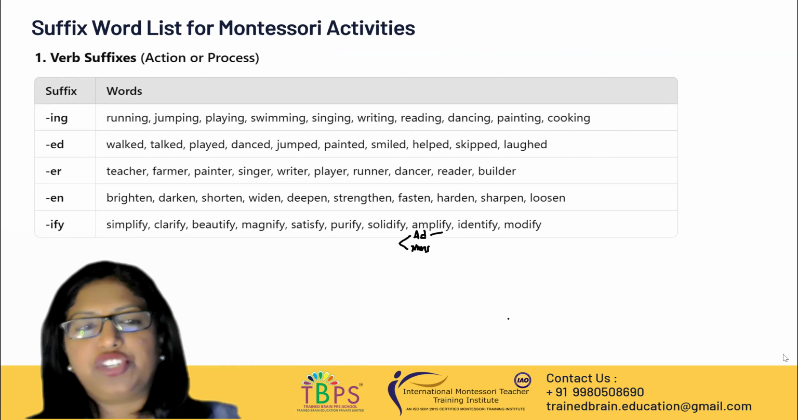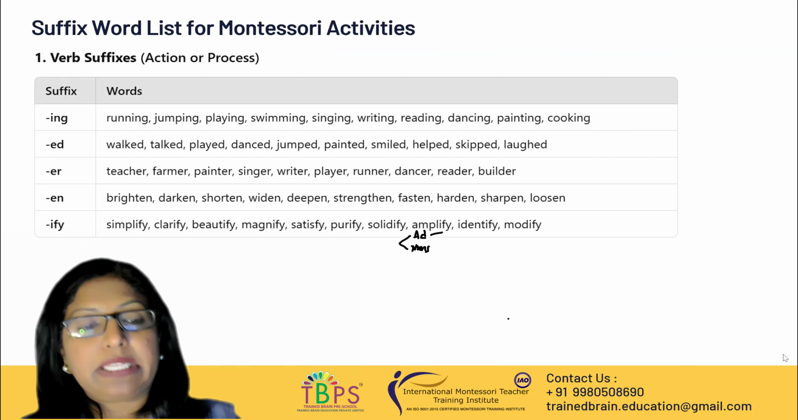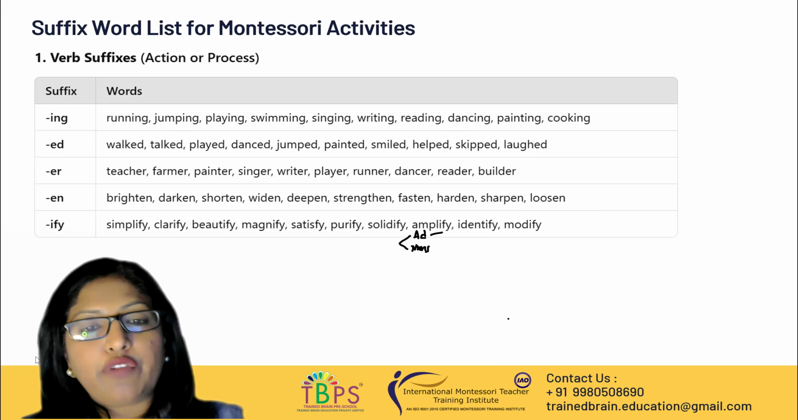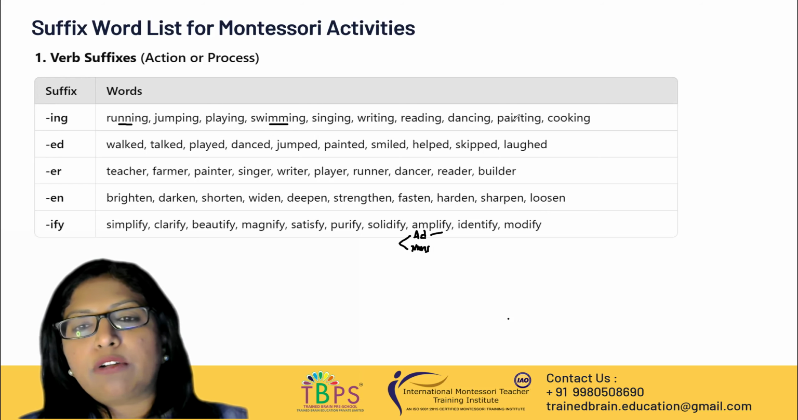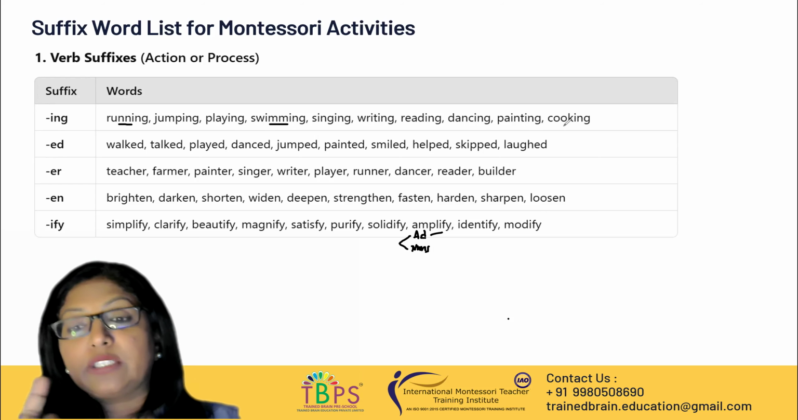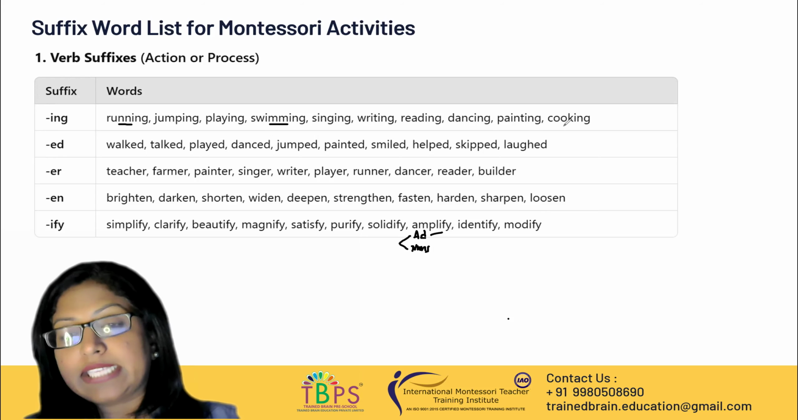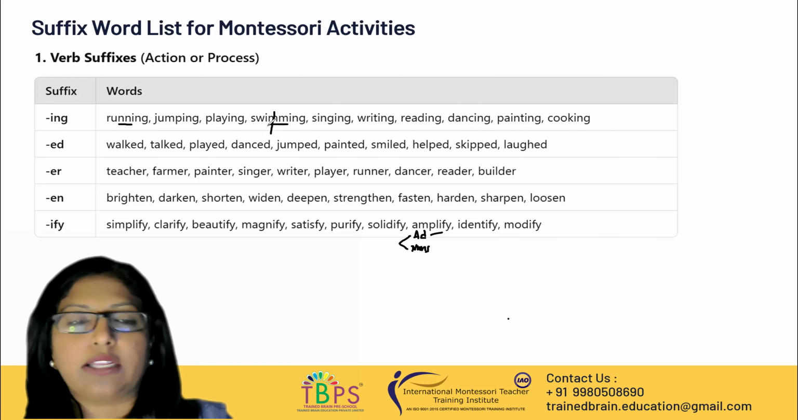You're adding ing: running, jumping, playing, swimming. But here, we're not teaching them the rules of when you double, or about double consonants. That will be a different concept altogether. We are only teaching them to read. Sometimes when you say swimming, the child might leave out the other M and write only one. When you have to double, we will be teaching them in different lessons. That's a different thing altogether.